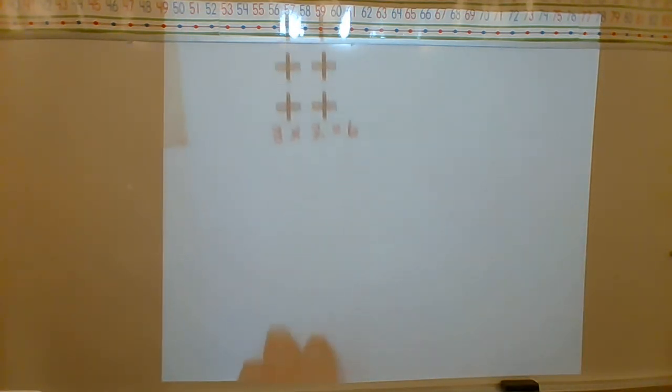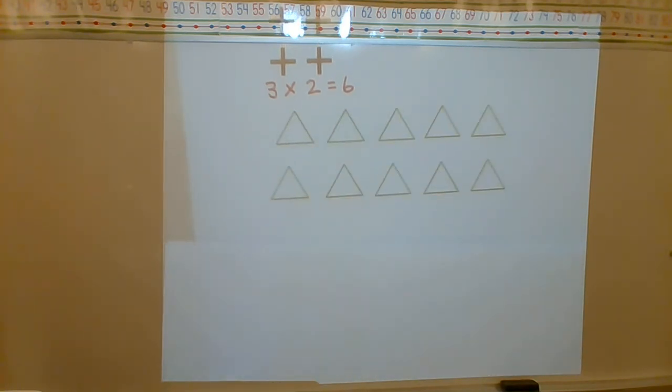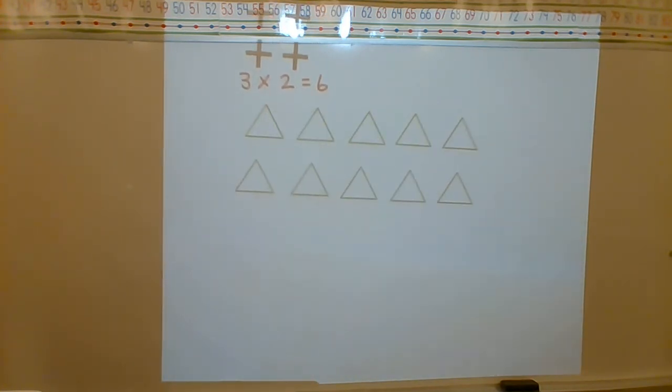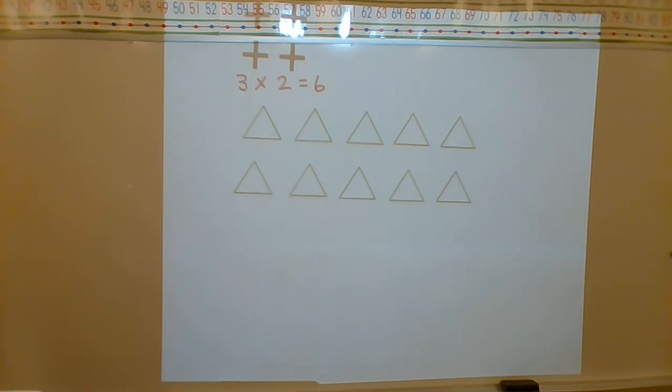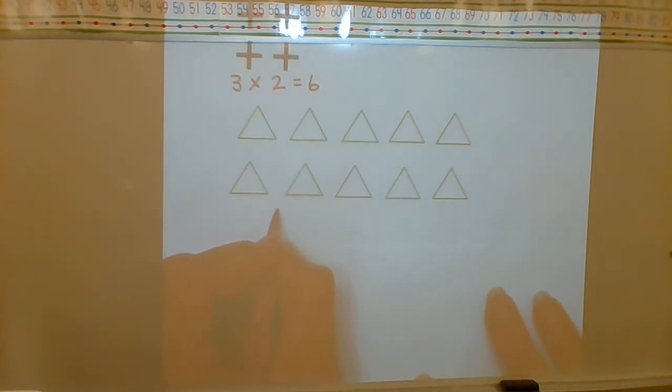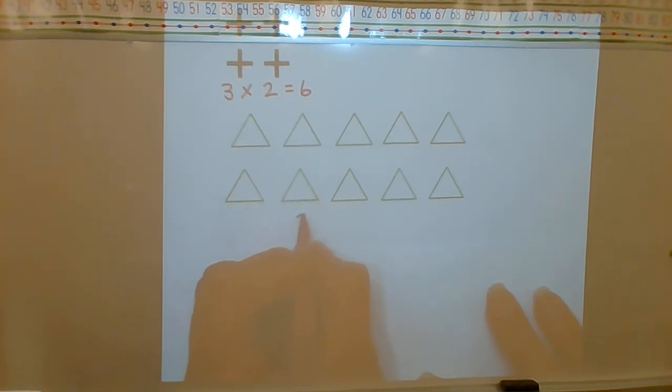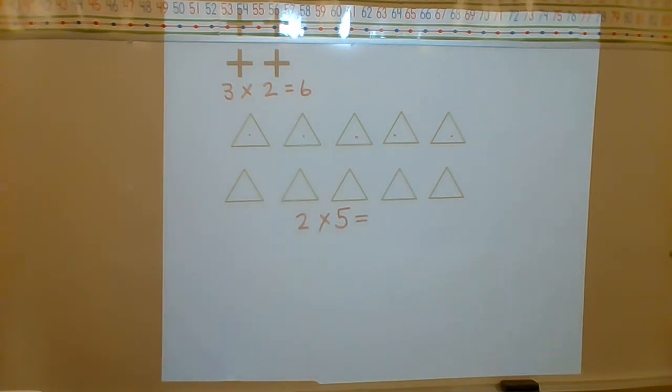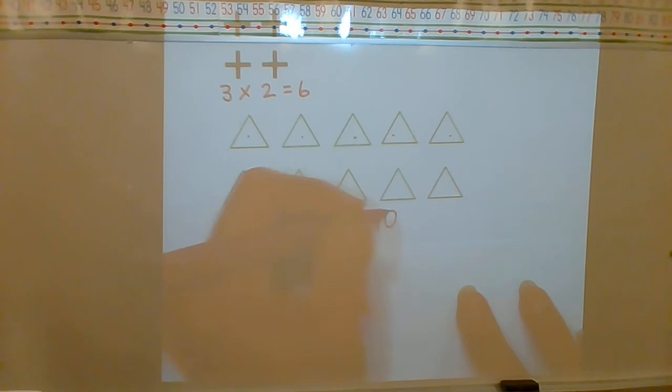Okay, what if they used triangles as their array? How many rows do you see? That's right, 2 rows times how many in each row? Times 5 in each row. What is 2 times 5? That's right, 10.